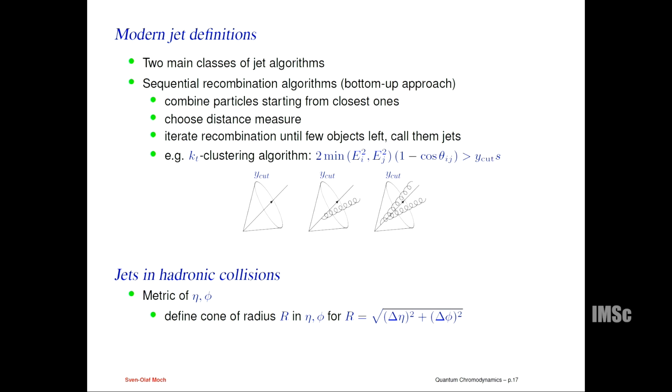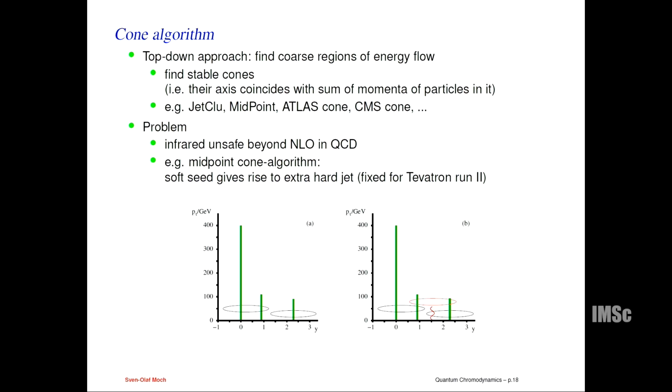For e+ e-, this is relatively easy. You can take this y-cut parameter. But if you're working at a hadron collider where you have boost invariance, then typically you have to define your metric in terms of rapidity and azimuthal angle, and then you define some cone for your jet, of radius R. You define your radius R in terms of separation in rapidity and azimuthal angle. So this is the more general approach, that of a jet cone definition, that is being used in hadron colliders.